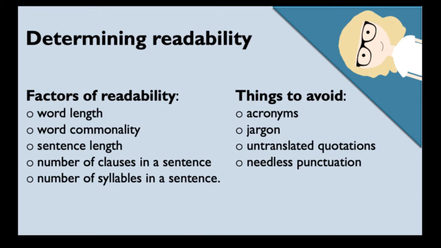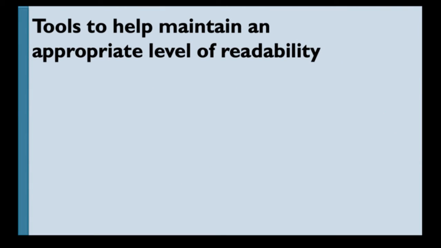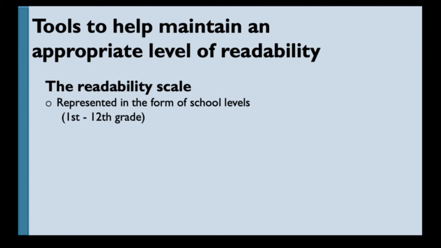Now that we know some factors that influence the readability of a text and some common things to avoid when writing, let's look at how to actually determine the readability of a text. In order to do so, some tools have been developed. The first of these is the readability scale. This measures the level of a text's readability by assigning it to a particular grade level in school.